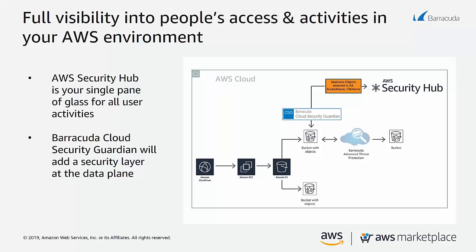Now, in the example here, we've got Barracuda's Cloud Security Guardian, which can also generate and send data into Security Hub. So not only does Security Hub give you this pane of glass across the AWS services, you can also integrate partner services such as Barracuda into this.